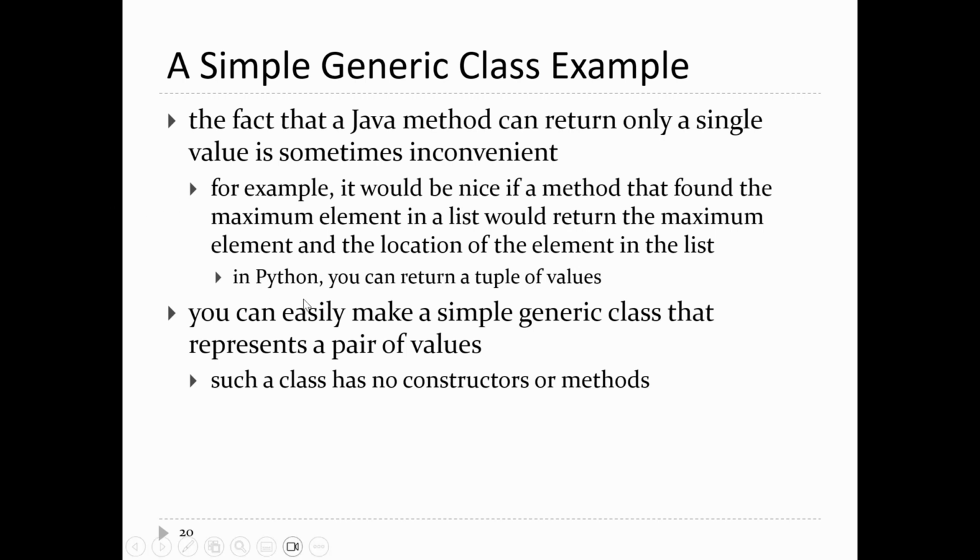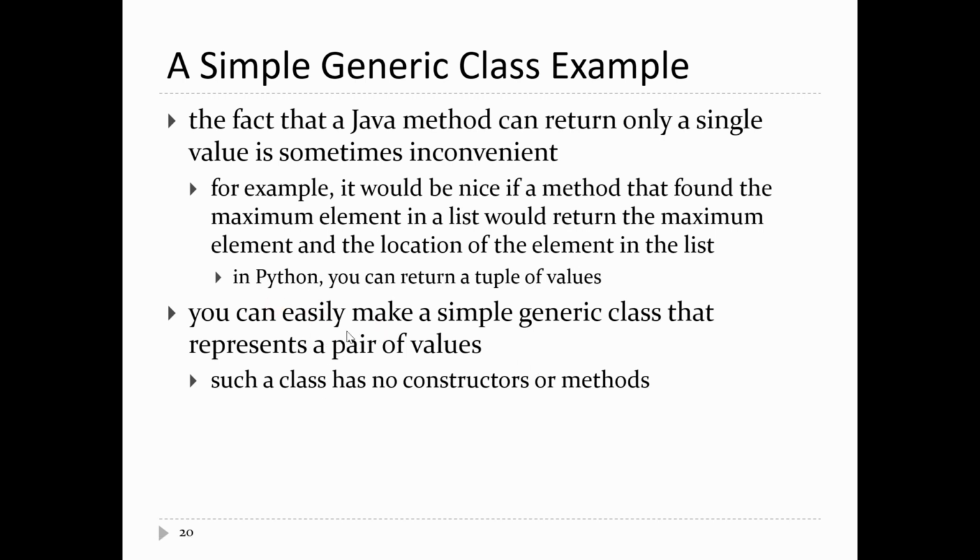Okay. So when you're searching a list for an element, say the maximum element or the minimum element or some specific element that meets some criteria, it might be nice to get back the value of the element and the location in the list, right? So I want to return both the index and its value. There's no way to do that in Java with just a single return value.